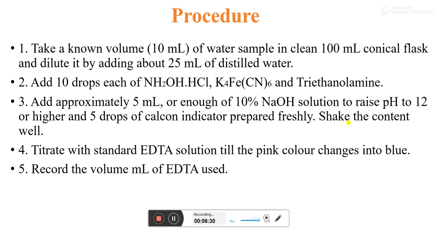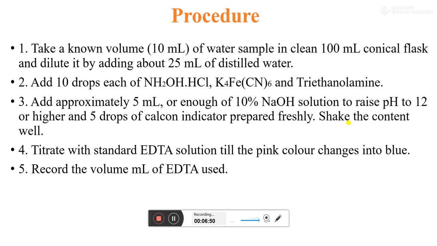So after adding 25 ml distilled water, you have to add 10 drops of hydroxylamine hydrochloride, then potassium ferrocyanide, and then triethylamine, then approximately 5 ml of this 10% NaOH, and 5 drops of chalcone indicator.